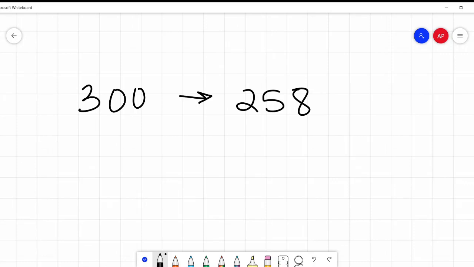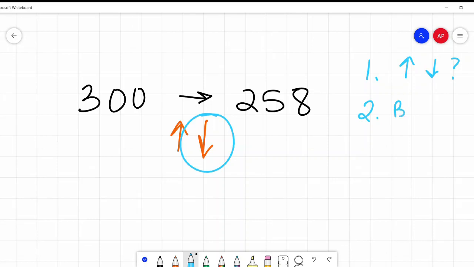Somebody has 300 and then it goes down to 258. Now what I just said there, it goes down. That's the first thing you want to see. You want to say, hey, is this going up or is this going down? 300 to 258, that is going down. It's decreasing. All right, that's our first question. Is it going up or down? Second question is, by how much?